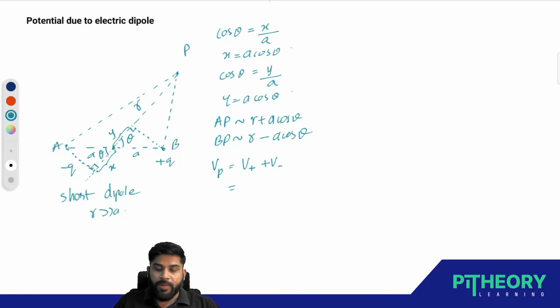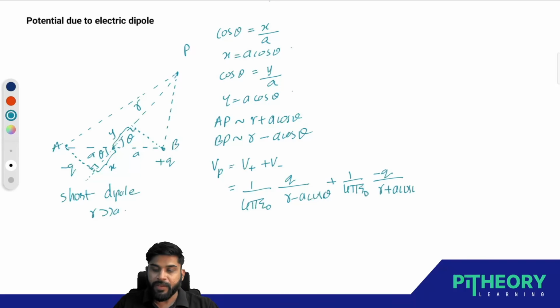So the potential due to the positive point charge will be 1 by 4 pi epsilon 0, Q divided by the distance, which you can take as R minus a cos theta, plus 1 by 4 pi epsilon 0, minus Q, the charge is negative here, so minus Q divided by the distance R plus a cos theta. Right? So like this you'll get.